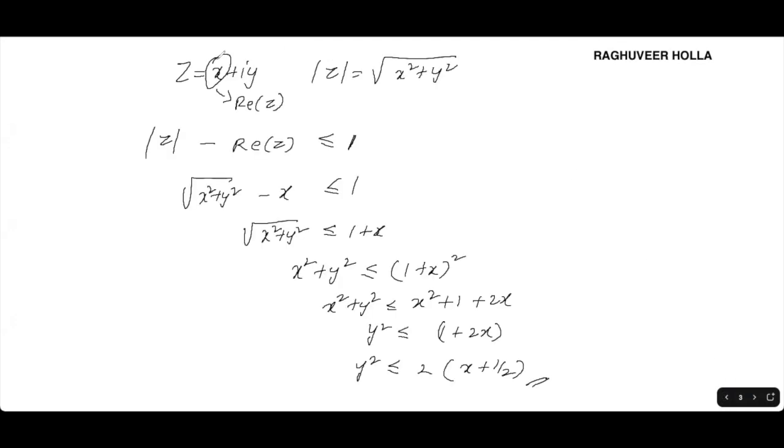So from the previous question, we've already seen that z is x plus iy, and mod z is the square root of x square plus y square. Using those, given that mod z plus z is equal to 3 plus i, where mod z is the square root of x square plus y square, write this down, and z is x plus iy, which is equal to 3 plus i.